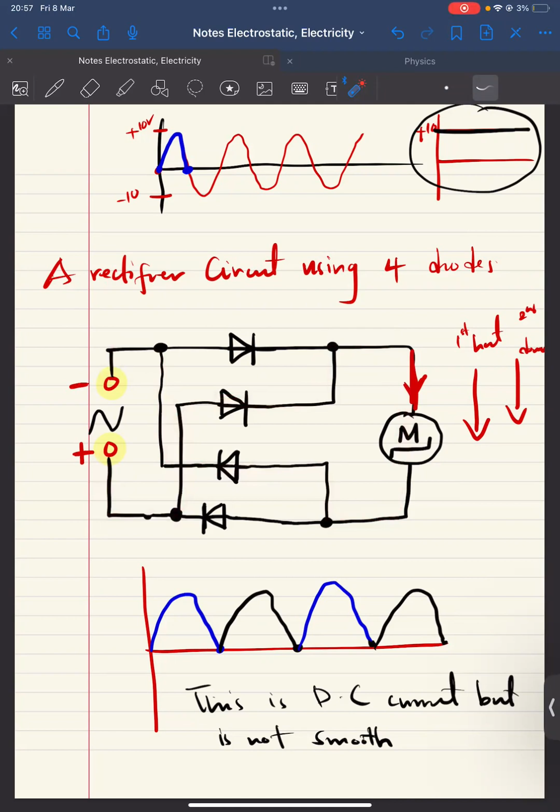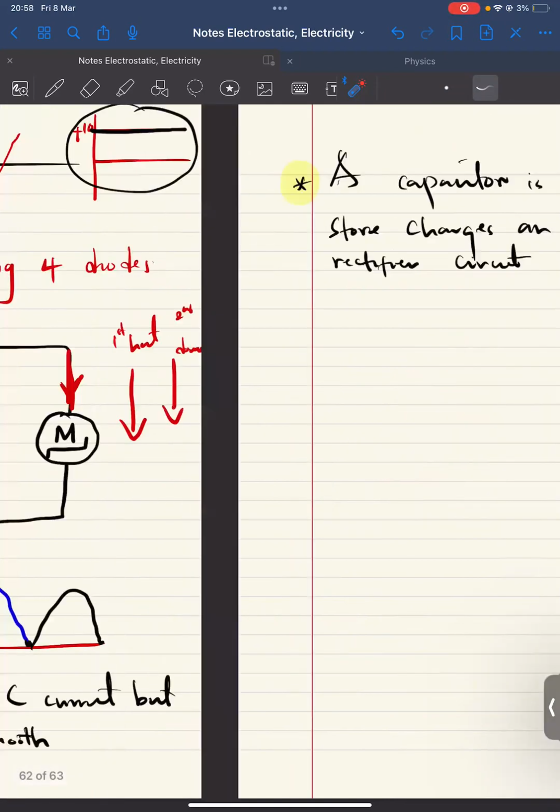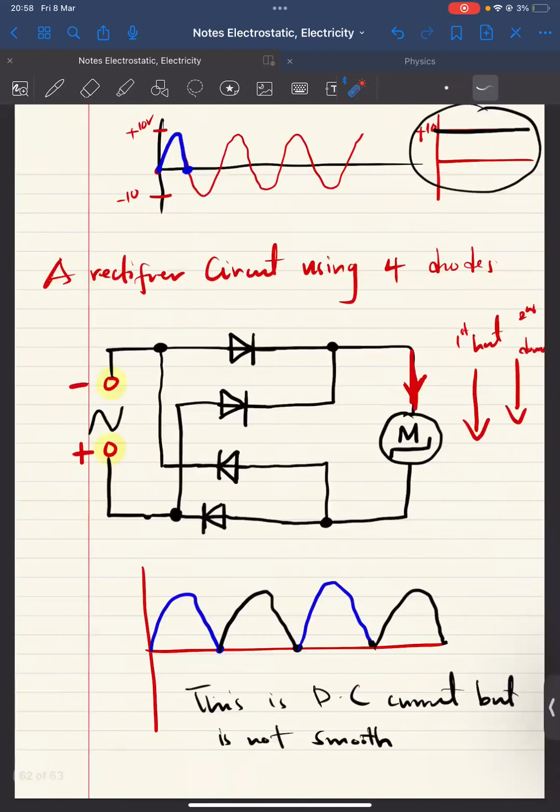Okay, the point here is that at any time the current will always be going from top to bottom here. It will always be going from top to bottom. Now this is called a full wave rectification. This is called a full wave rectification. This is an example of a rectifier circuit.